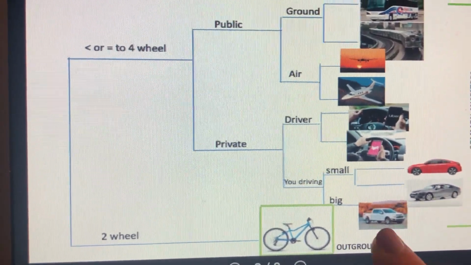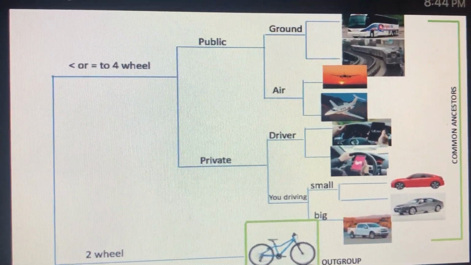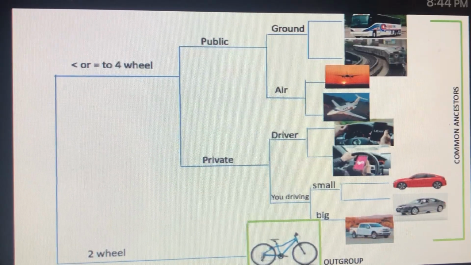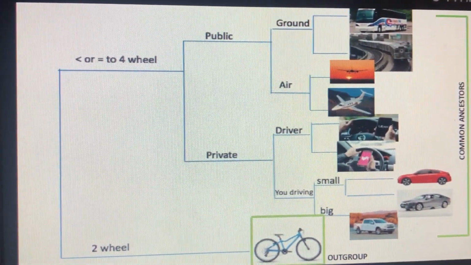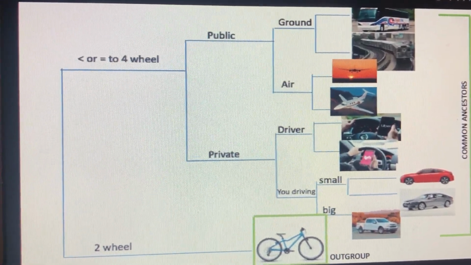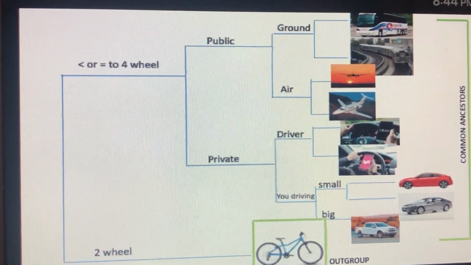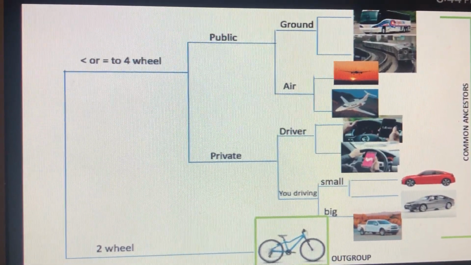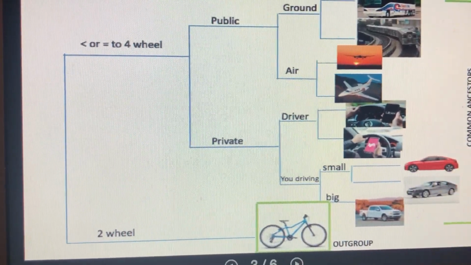The outgroup in my phylogenetic tree is a bicycle because it is the most distant from the other operational taxonomic units, OTUs. It is the lineage that falls outside the clade being studied and is closely related to that clade. The taxon outside the group of interest, aka the outgroup, here is the bicycle compared to the other OTUs.